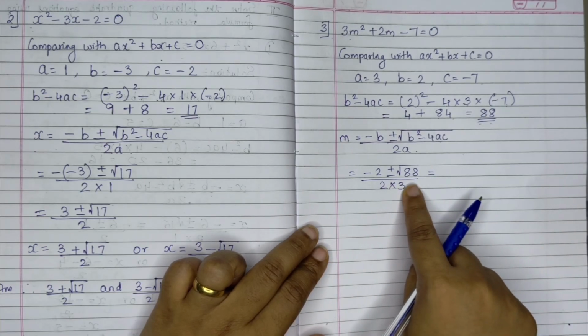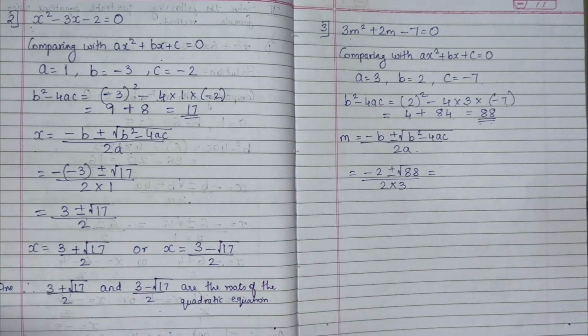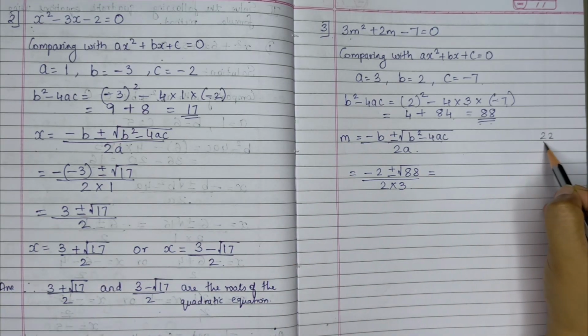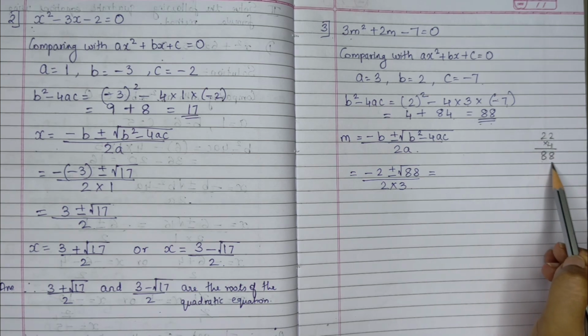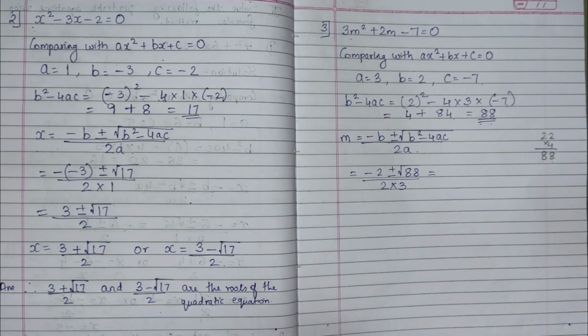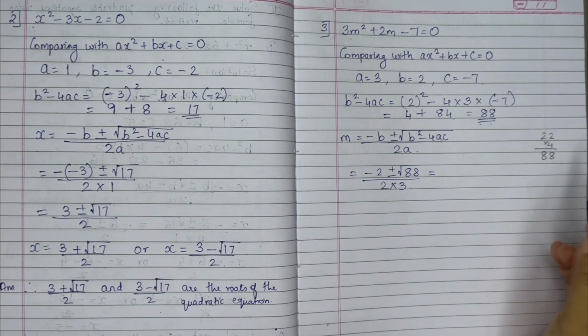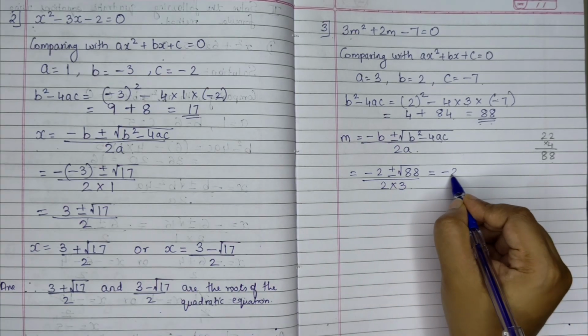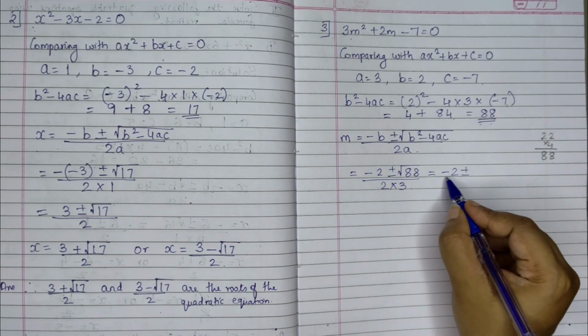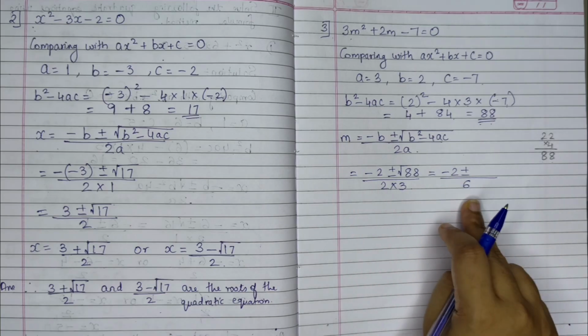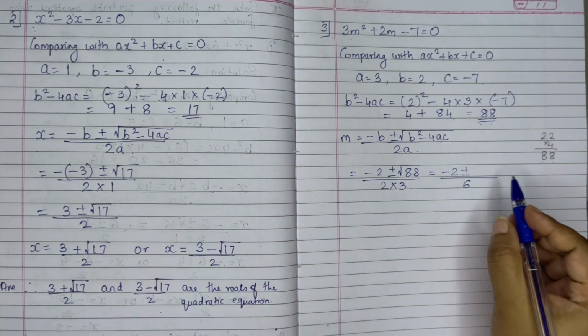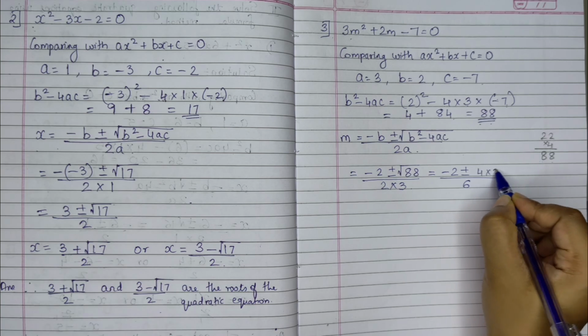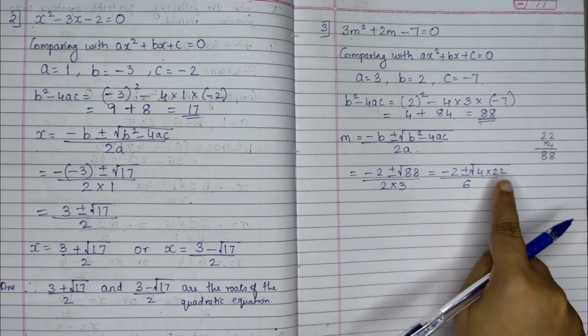88 we can also write 22 4s are. 22 4s are 88. So in place of 88 here, first we will write 22 4s are. Okay, so first what I'm doing, I'm keeping this as it is. Minus 2 I will keep as it is, plus minus as it is, upon 2 3s are 6 I will write as it is, and in place of 88 I will write 4 multiplied by 22 and keep this under root as it is.